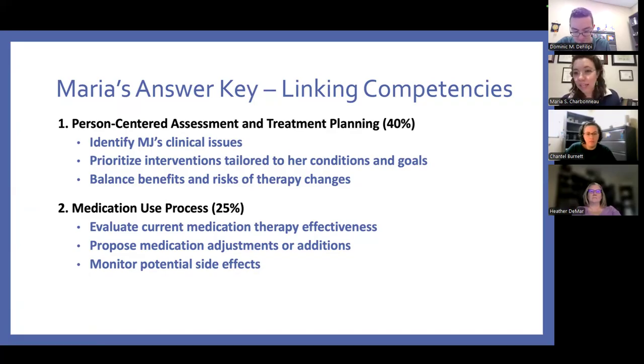It can't be a blanket recommendation. It really needs to be individualized. We would talk through the benefits and risks of the therapy changes. To hit the second domain, we could talk about evaluating the current therapy effectiveness. We could propose medication adjustments, additions, monitor potential side effects. All of those things fall under that second domain, which again is worth about 25%.